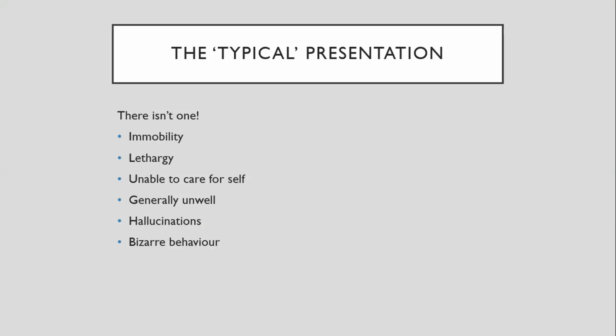And the first thing I wanted to say is there isn't really a typical presentation, so it's very difficult for me to give you a classic example. These patients who present with confusion or agitation present in all sorts of different ways. Some of the common things that we see is immobility, lethargy, unable to care for themselves as much as they normally would do, being generally unwell. Sometimes they present with hallucinations or generally just very bizarre behaviour.